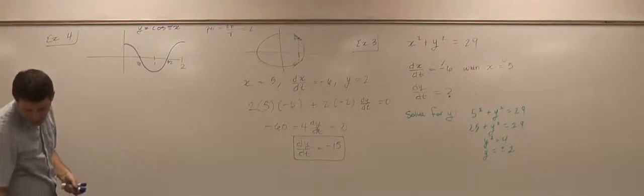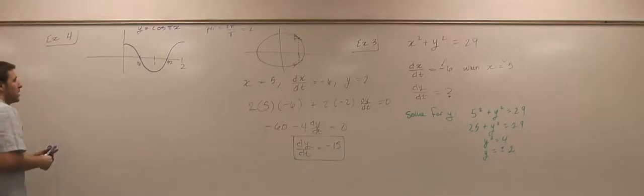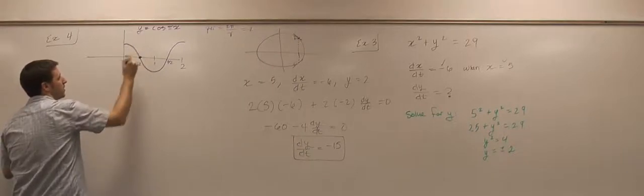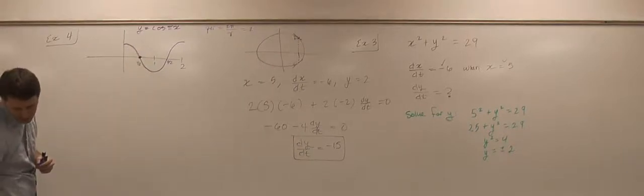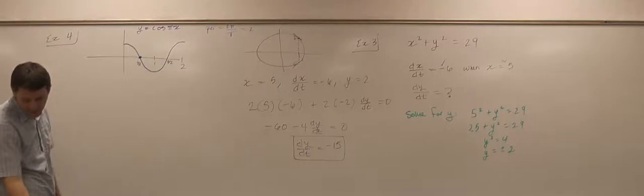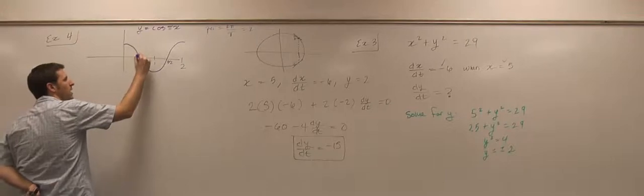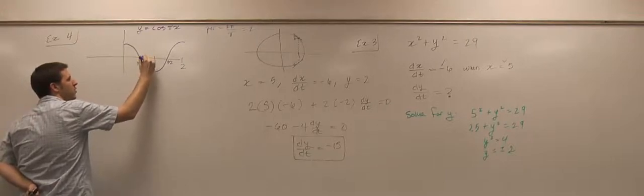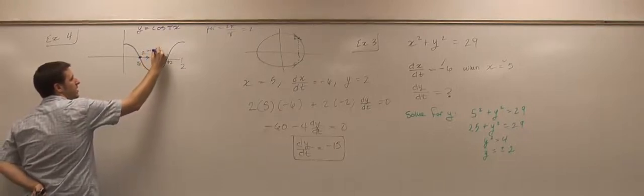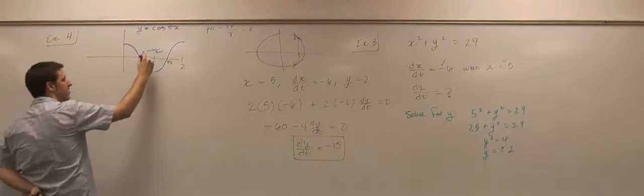And I want to know when x is 1/2, how fast is the y coordinate changing? So I'll give you a little piece of information. When x is 1/2, the x coordinate of the particle is increasing at a rate of 2 inches per second. So at this point, I know that the x coordinate of this particle is increasing at 2 inches per second, and I want to know how fast the y coordinate is increasing.